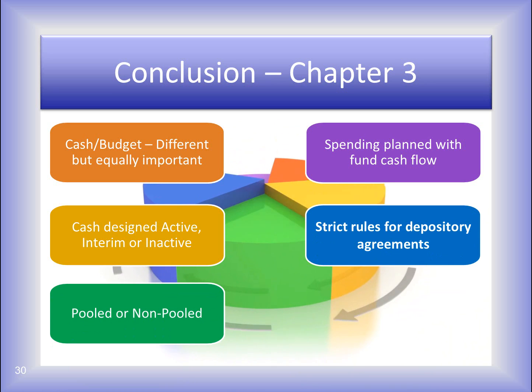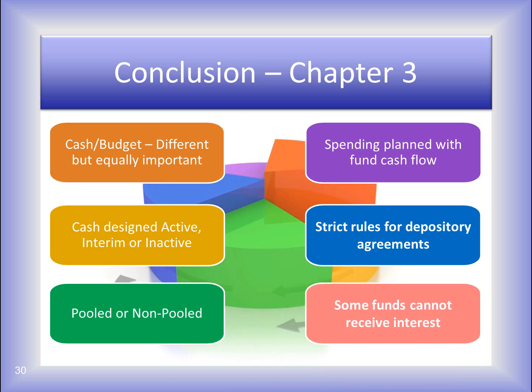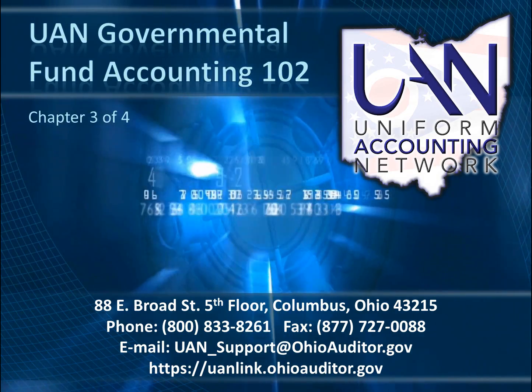Non-pooled investments should only be used when there is a valid reason for the investment to be separated from other invested money. All other investments should be pooled, the fiscal officer's best friend. And last, some funds are not permitted to receive interest. Their interest is always posted to the general fund. This concludes Chapter 3 of UAN Governmental Fund Accounting 102.